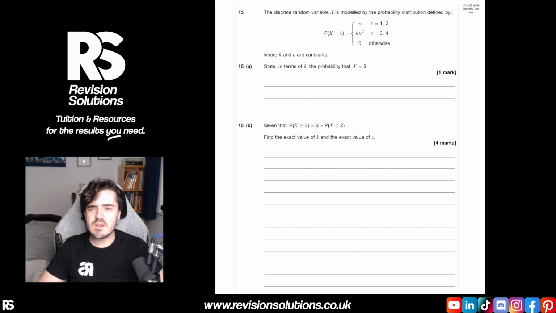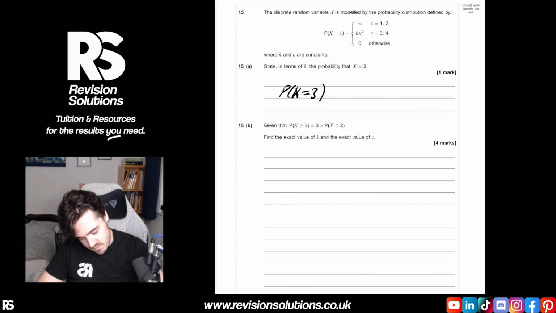Okay, question 15 now says we've got the discrete random variable x is modeled by the probability distribution given below, where k and c are constants. Can we find the probability that x equals 3 in terms of k? So if we want to find the probability x equals 3, that corresponds to this section of our distribution. So if x is 3, we'd get the probability x equals 3 would be k times 3 squared, which would just be 9k.